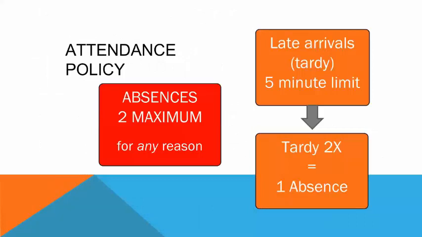So here's the quick version. This is our attendance policy. You have 2 absences as the maximum for any reason. You don't need to explain to your instructor what happened. Those are yours. Late arrivals, tardy, is a 5-minute limit. If you're tardy twice, that is equal to 1 absence.